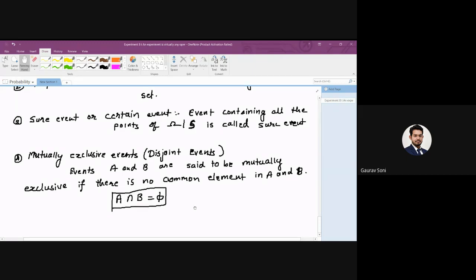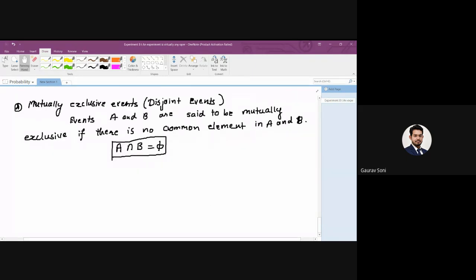You have set theory also in discrete mathematics. Can anyone respond to this? You have done basic set theory in discrete mathematics or not? Yes, sir. Fine. So we don't have any problem.